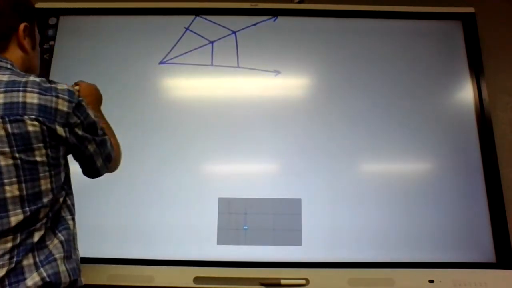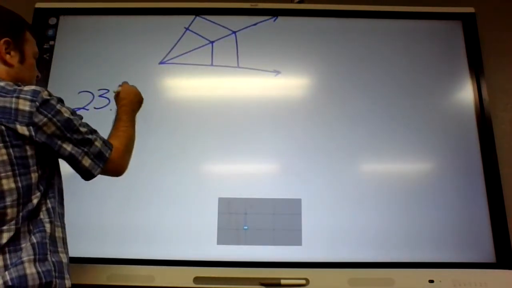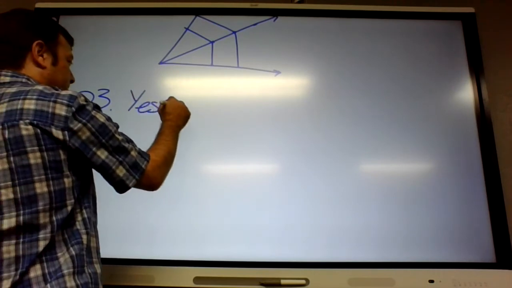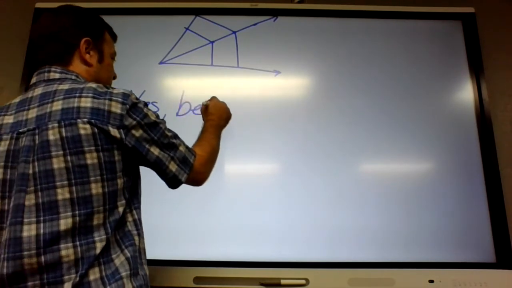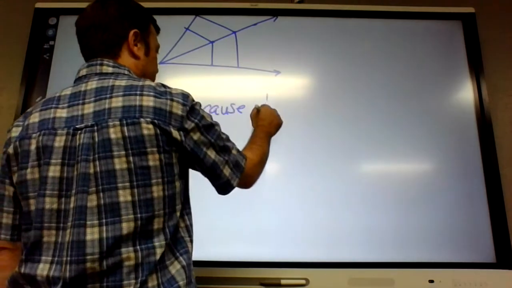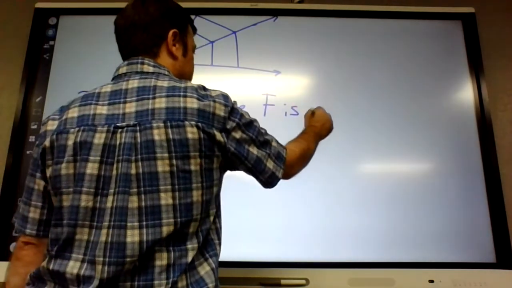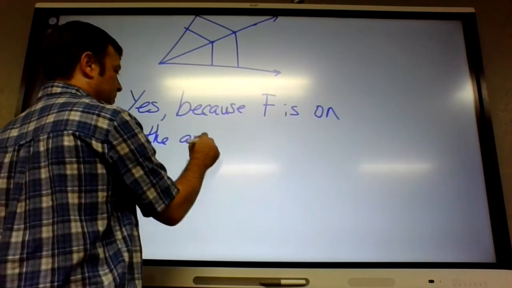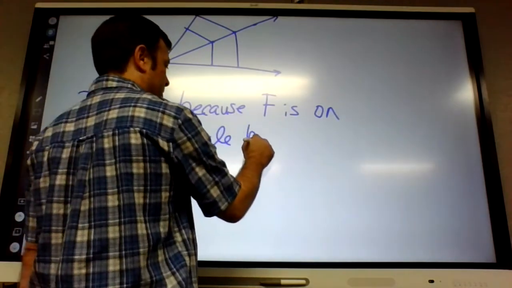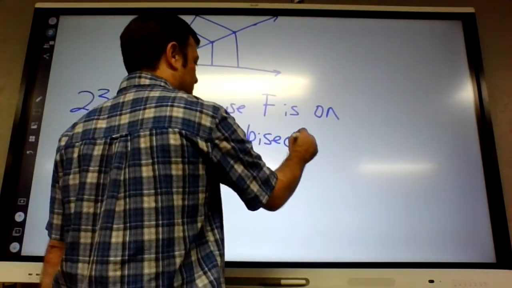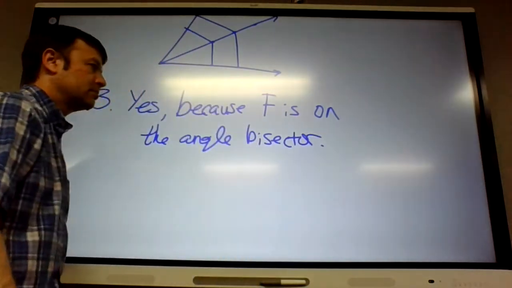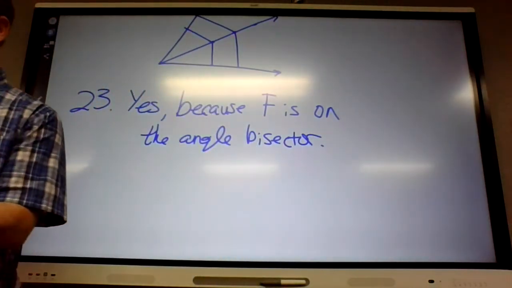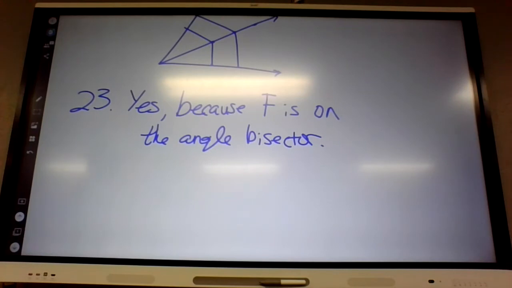So what number is this, 23? Yes, because F is on the angle bisector. On the same line means it shares the same line.